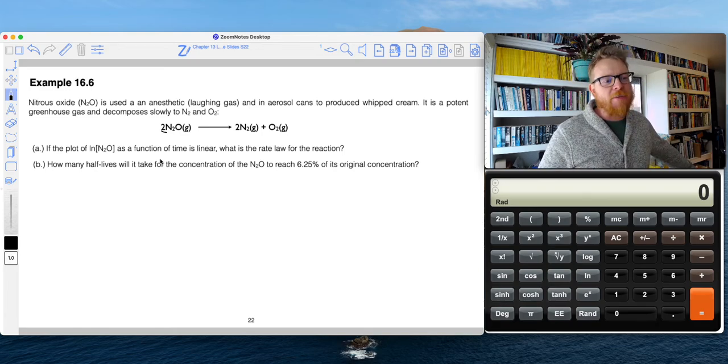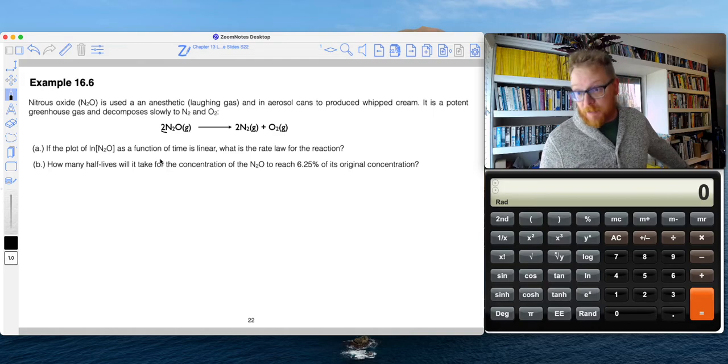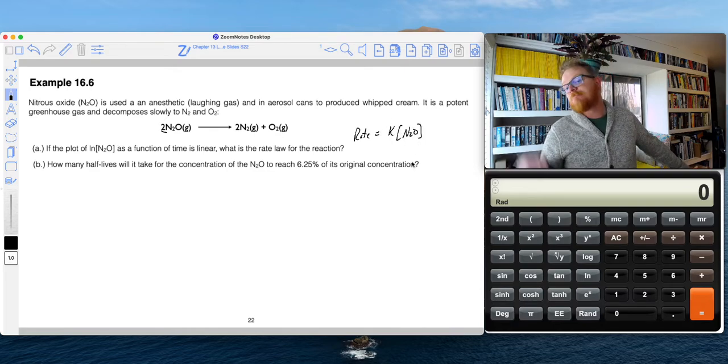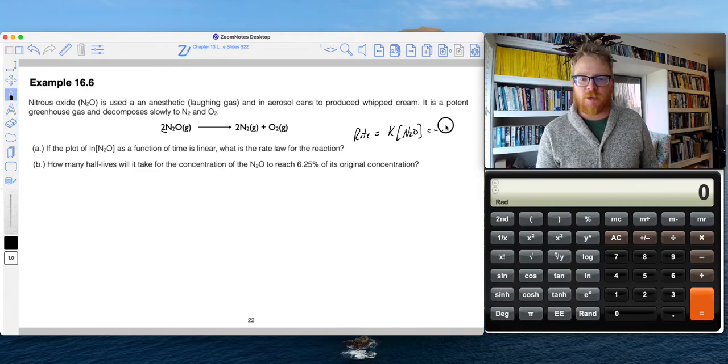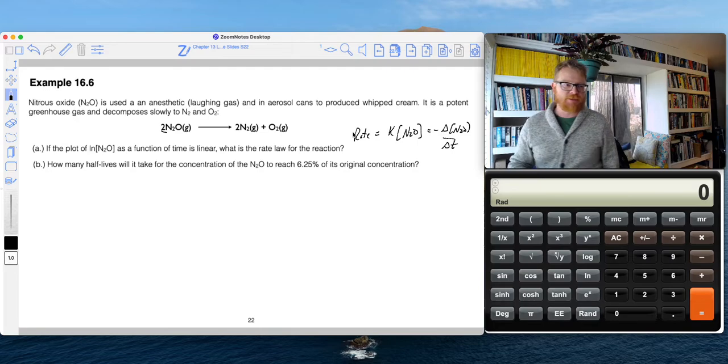So if the plot of natural log of N2O as a function of time is linear, what is the rate law for this reaction? Well, that's got to be first order because natural log of concentration versus time gave a straight line. So the rate law for this reaction, we could write simply: rate equals k times N2O, raised to the first power. And of course, we could have also said that's equal to negative delta N2O over delta t. Perfectly fine to just write rate equals this.